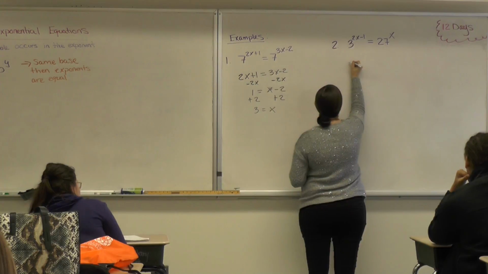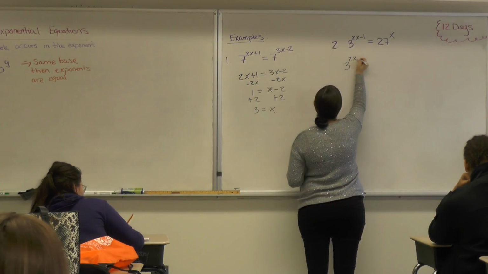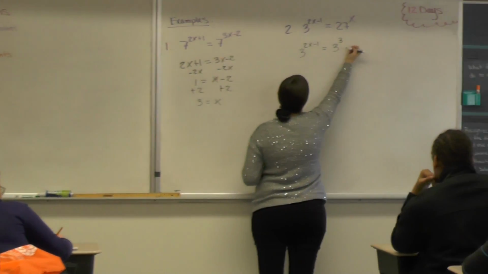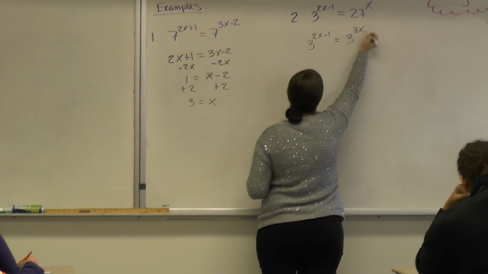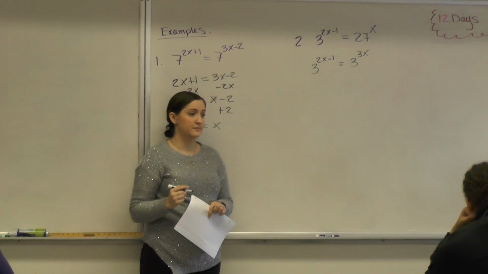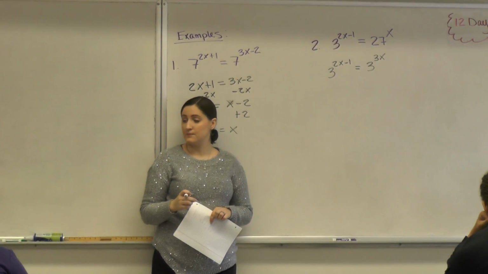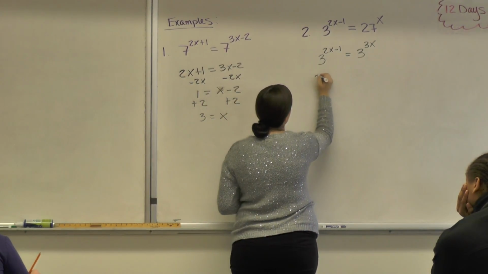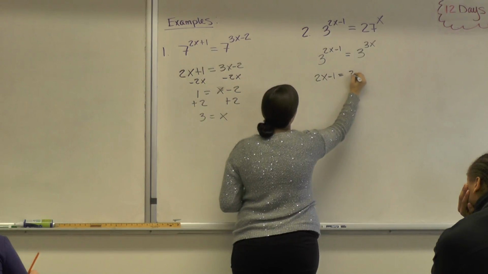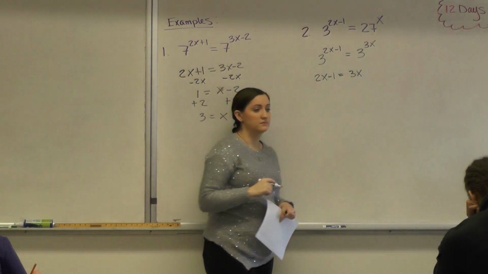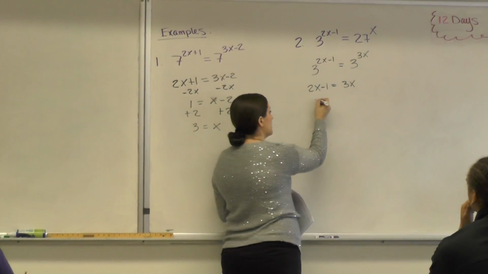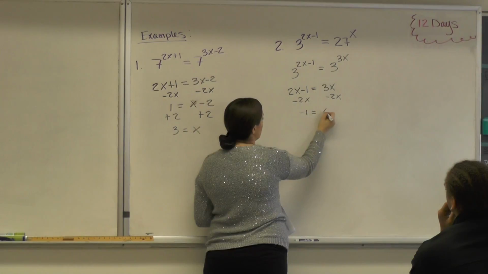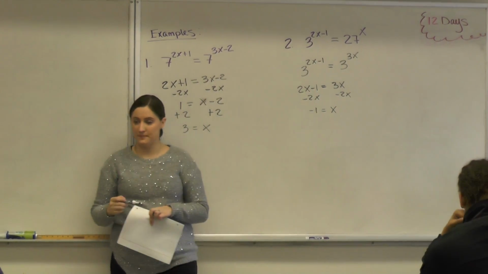So we can rewrite this as 3 to the power of 2x minus 1 equals 3 to the power 3, we still have an exponent of x. Okay, now we have the same bases, and we can set the exponents equal to each other and solve for x. X equals negative 1.